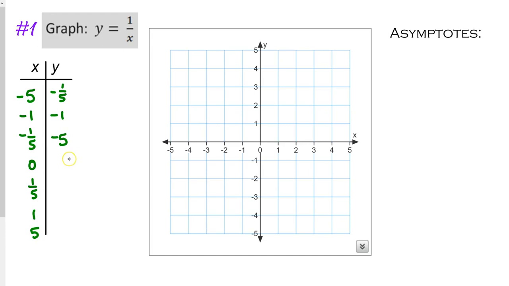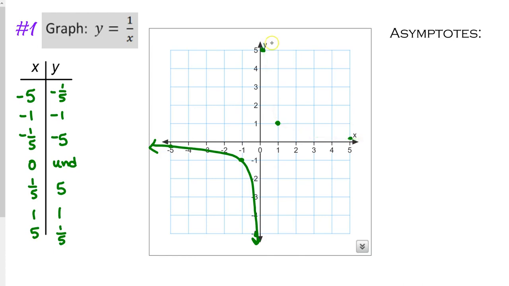If x is 0, we have 1 divided by 0, so that's actually undefined, so we're not going to have a point there. If x is 1/5, y is 5. If x is 1, y is 1. And if x is 5, y is 1/5. So I'm going to plot those points. And you can just imagine what's happening with other points. Basically, we're going to get this curve on the left, and then on the right, we're going to get this curve.